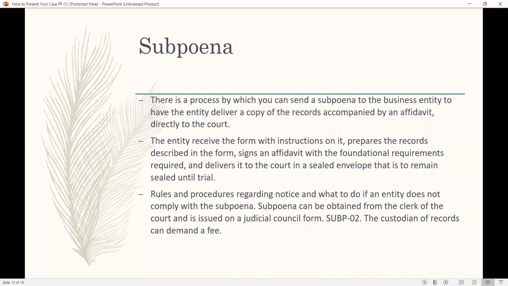The subpoena can be obtained from the clerk of the court, and it is issued on a judicial council form known as subpoena form 2. And again, you want to do more research on this process because it can be a little complicated. If it's not done right, then you won't get your records.